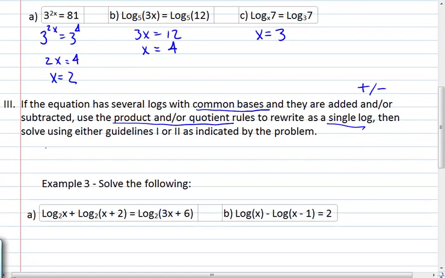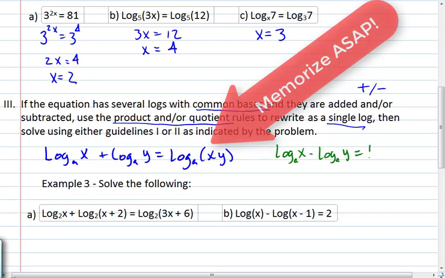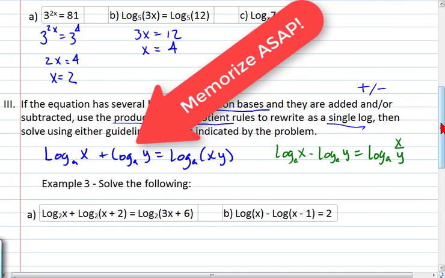Let me write down the product rule. Log base a of x plus log base a of y equals log base a of xy. That's the product rule. And the quotient rule is log base a of x minus log base a of y is equal to log base a of x over y. So that's the product rule and the quotient rule, just so you can remember.